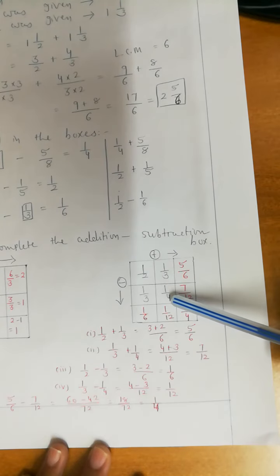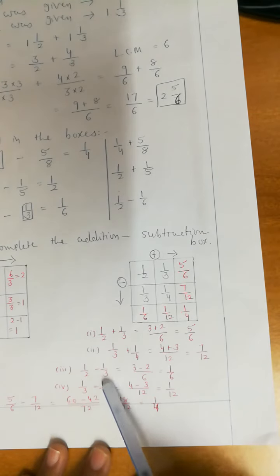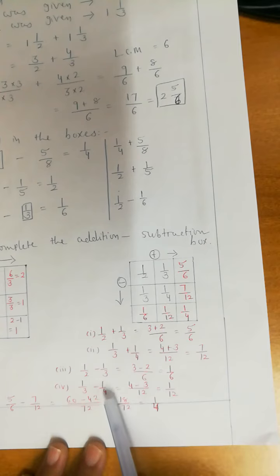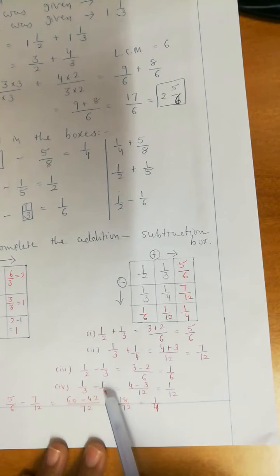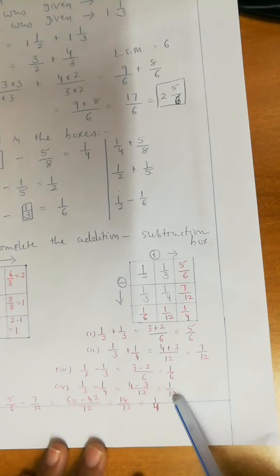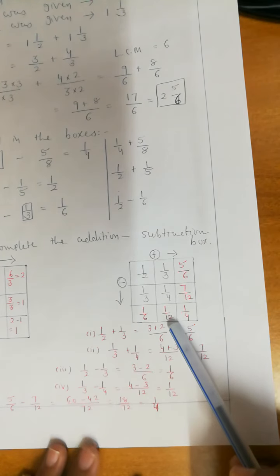Here 1 upon 3 minus 1 upon 4. Do the cross multiply. 1 fours are 4. 3 ones are 3 upon 3 into 4, 12. 4 minus 3, 1 upon 12 is your answer.